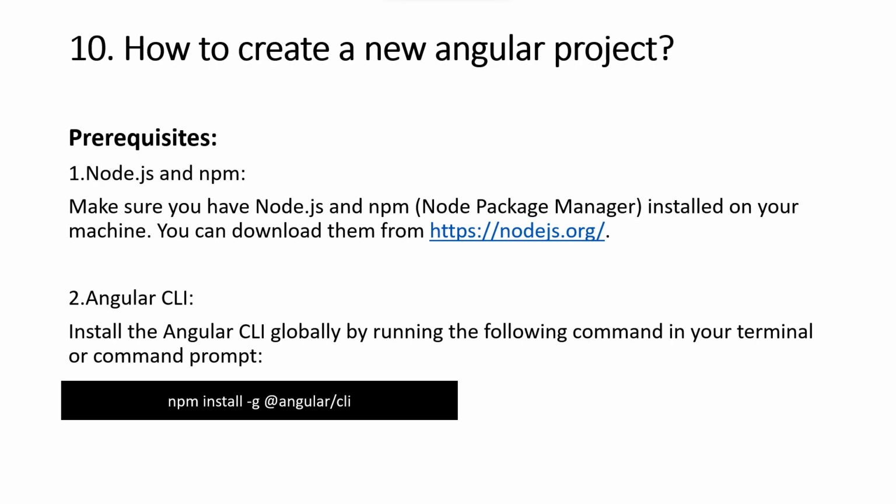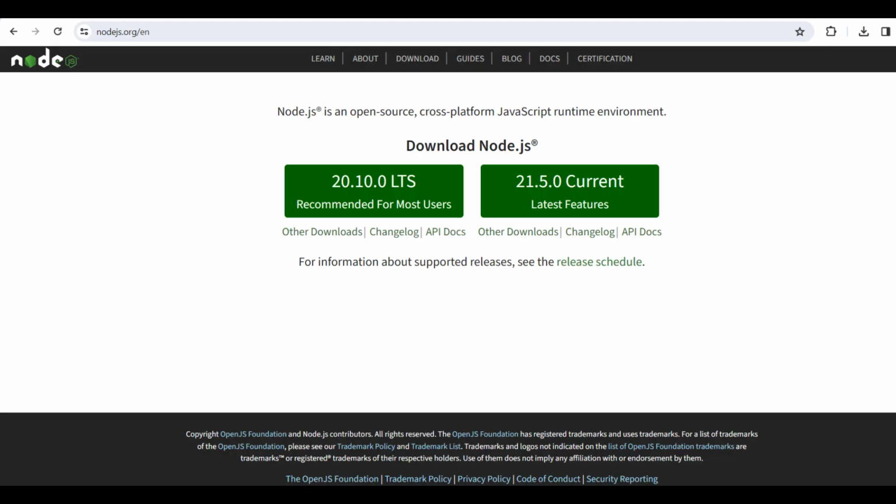How to create a new Angular project. There are some prerequisites to creating a new Angular project. The first one is Node.js and NPM. Make sure you have Node.js and NPM, Node Package Manager, installed on your machine. You can download them from https://nodejs.org.